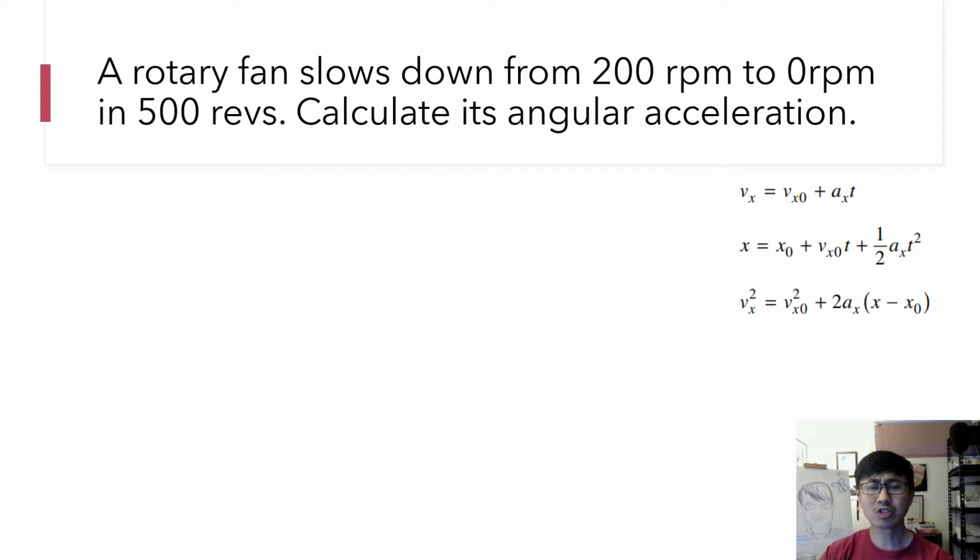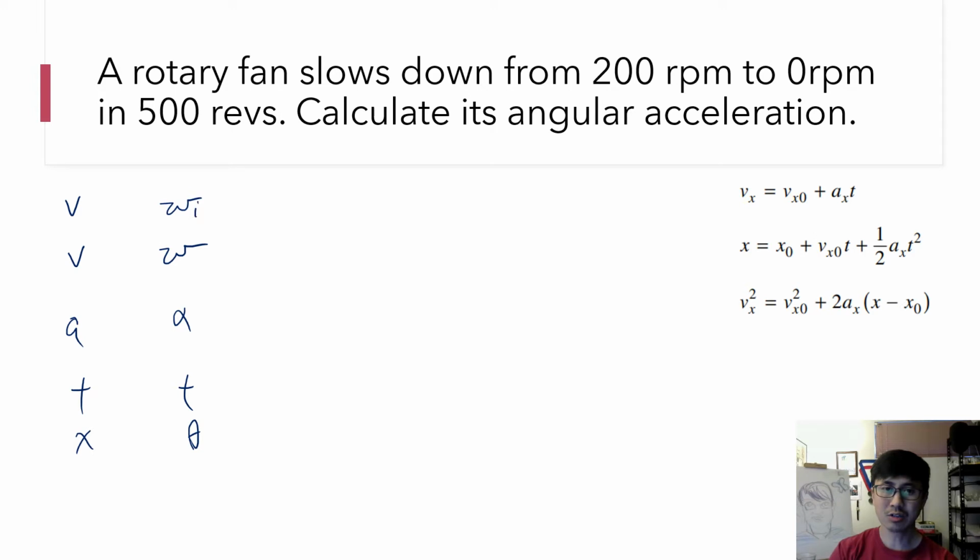So here we have a pretty straightforward kinematics question. We always start with v, v, a, t, x, but instead of that, which is all translational, let's do omega, omega, alpha, t, theta. This is initial, this is final. And here our initial is 200 RPM. Our final is 0. Our alpha is what we want to know. There's no time. And our theta is 500 revs.